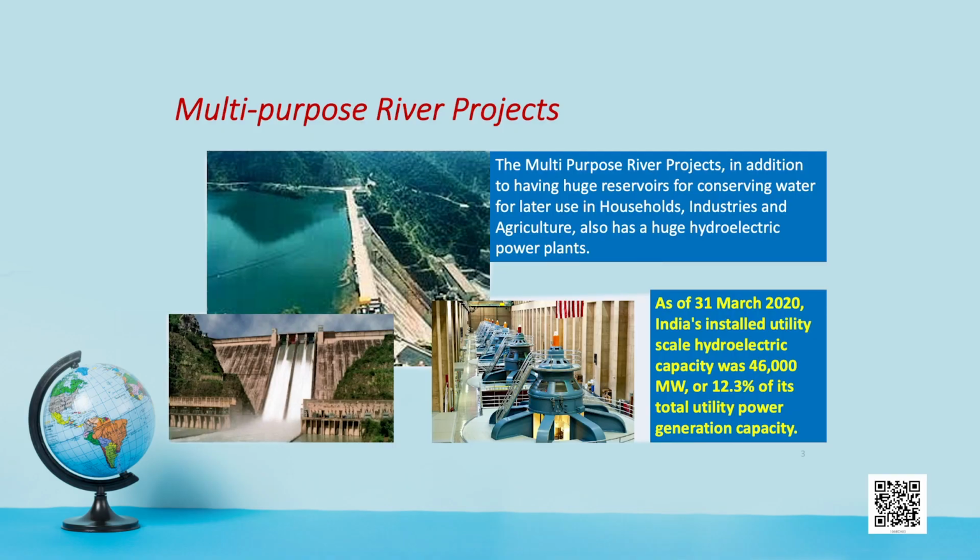They were referred to as temples of modern India because of their integrated development of agriculture and village economy with rapid industrialization with growth of urban economy. The first such project in independent India was Bhakra Nangal Dam, built on river Satluj in Himachal Pradesh. The multipurpose project, in addition to having a huge reservoir for conserving water for later use in the household, industrial and agricultural sector, also has a huge hydroelectric power plant as well.